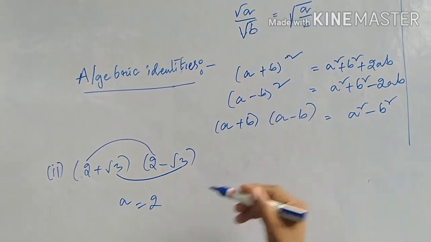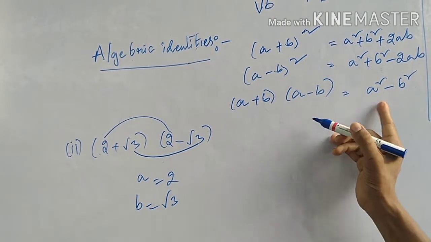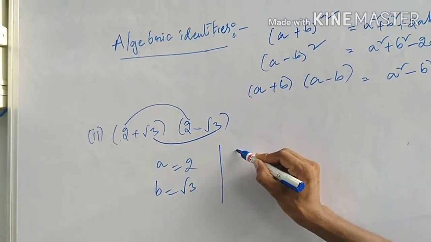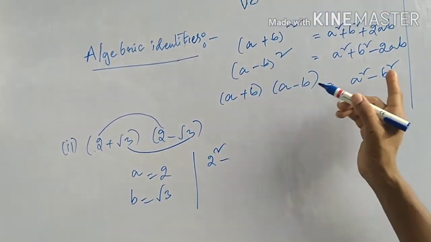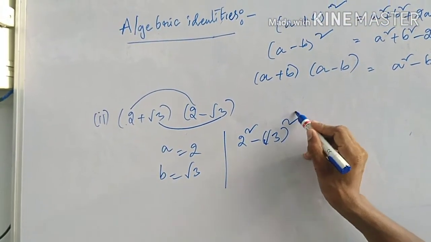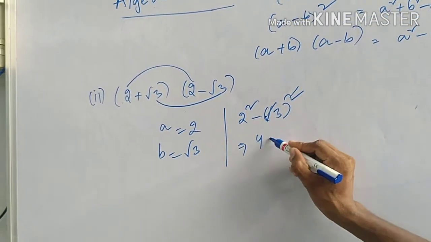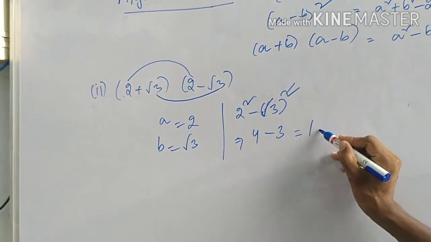A square minus b square. Final result is a square minus b square. So 2 square minus root 3 square. Square and square root cancel. 2 2s are 4 minus 3. That is equal to 1.